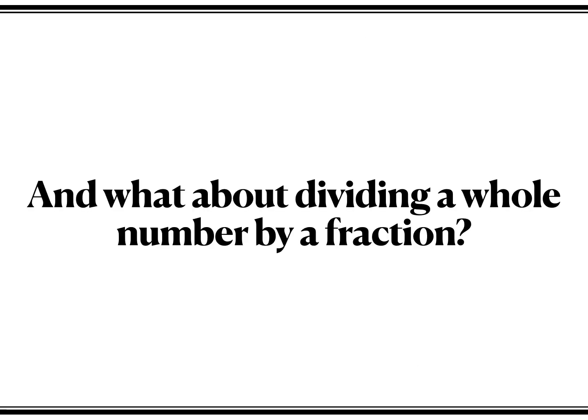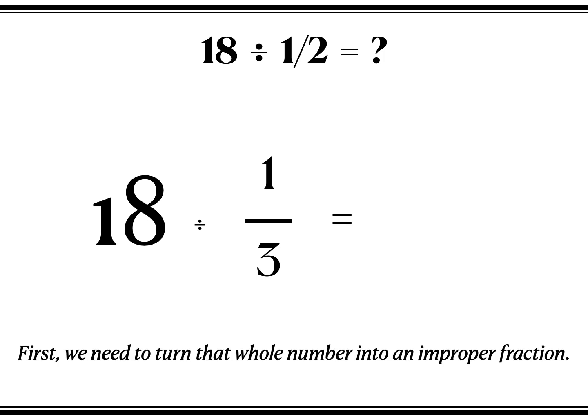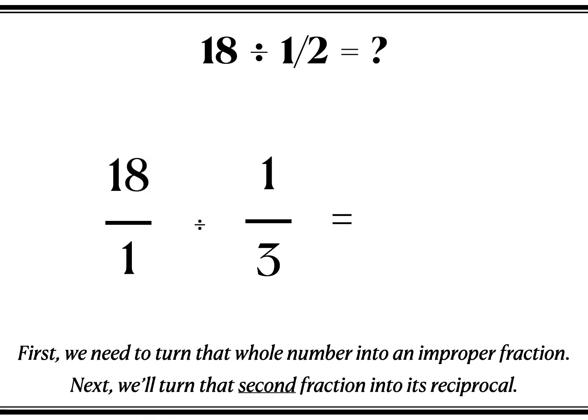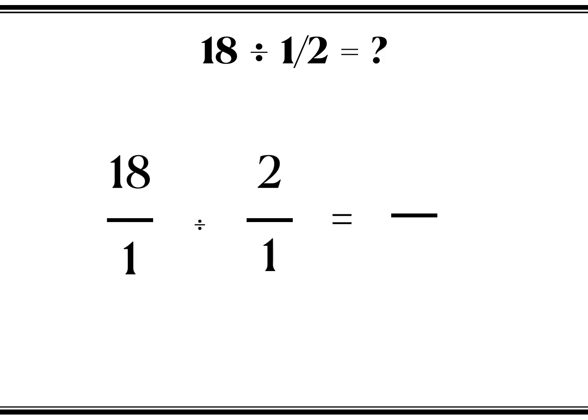And what about dividing a whole number by a fraction? 18 divided by a half. First, we need to turn that whole number into an improper fraction. So we do 18 over 1. Next, we turn that second fraction into its reciprocal. And of course, we want to multiply, not divide. Now we just go straight across. 36 over 1. We can simplify this answer. 36.